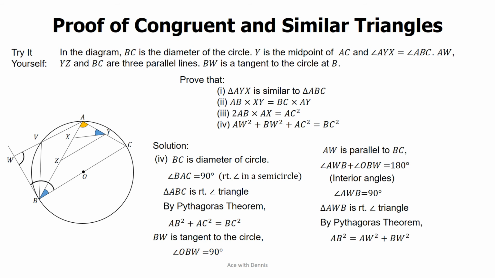By Pythagoras Theorem, we form this equation: AB square equals AW square plus BW square. Therefore, AW square plus BW square plus AC square equals BC square. How do we get this? By substituting this equation AB square into this equation. Hence, we get this equation. Proven.